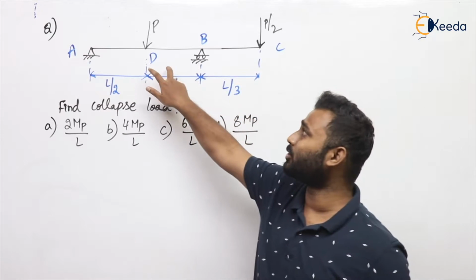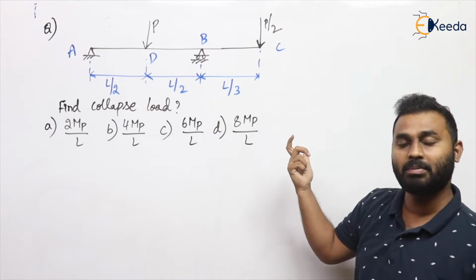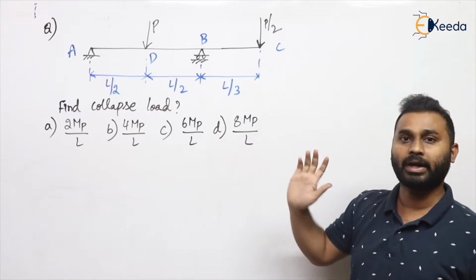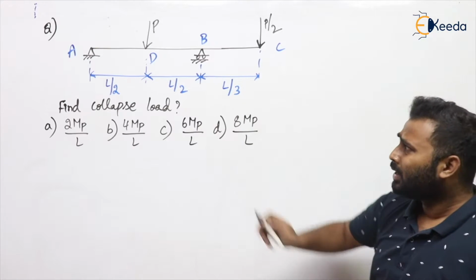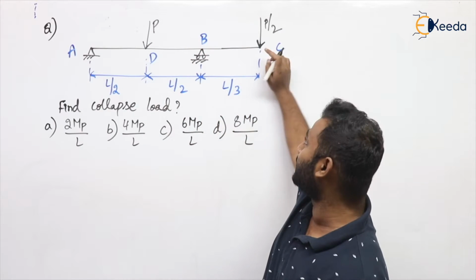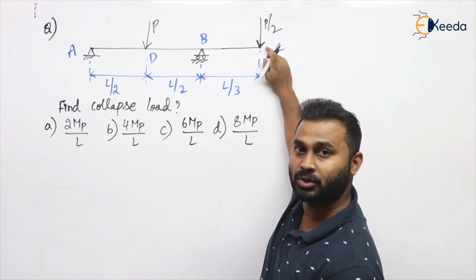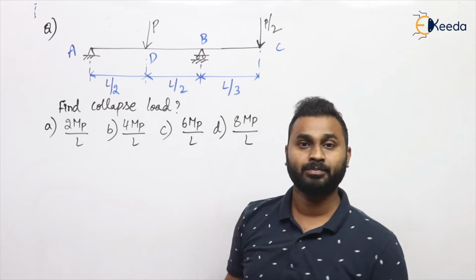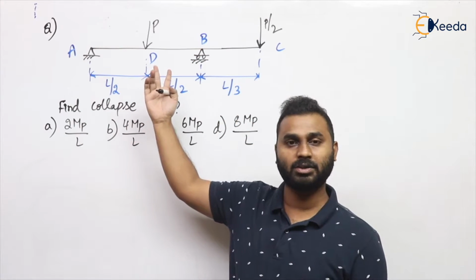Basically, this is a simply supported beam with overhang. The dimensions were mentioned. Two point loads are acting. One is at the end portion of the overhang, and another is at the center of this simply supported span, the center of span AB.